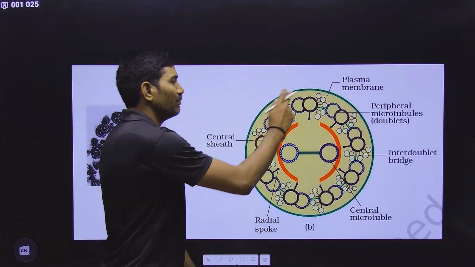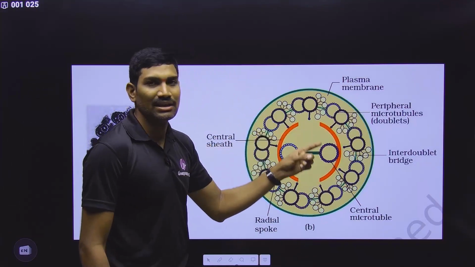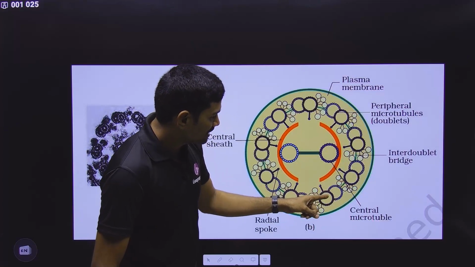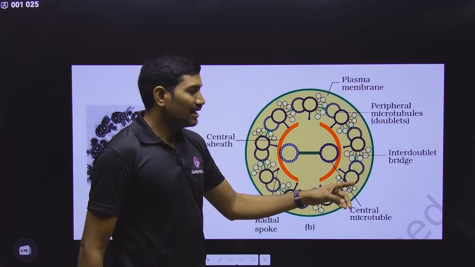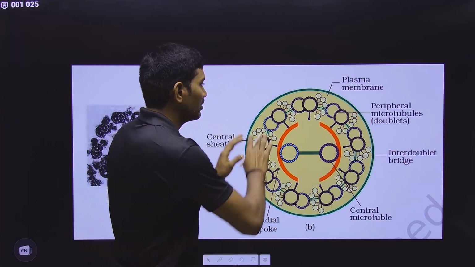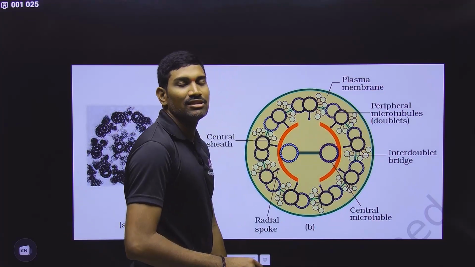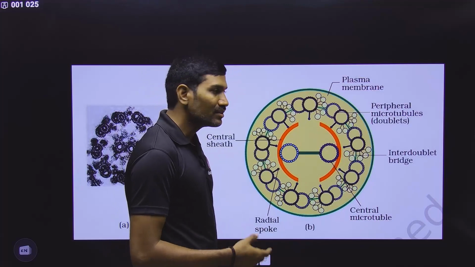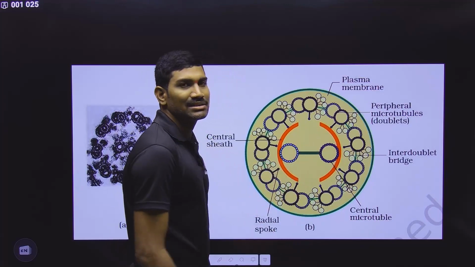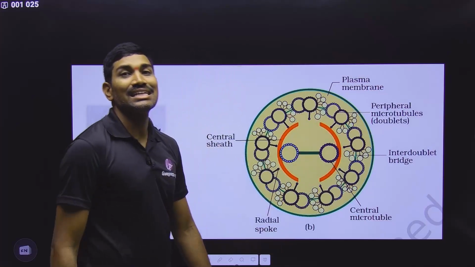So here 9 peripheral doublets are present. 2, 2, 2, 2, likewise 9 are there. Adjacent peripheral doublets are connected by linkers, and these linkers are also called as interdoublet bridges. These are present on the outer side. Now at the center, 2 singles are present, and these are called as singlet microtubules, and these singlet microtubules are connected by again some bridges, and around these singlet microtubules, this red one, there is a central sheath.